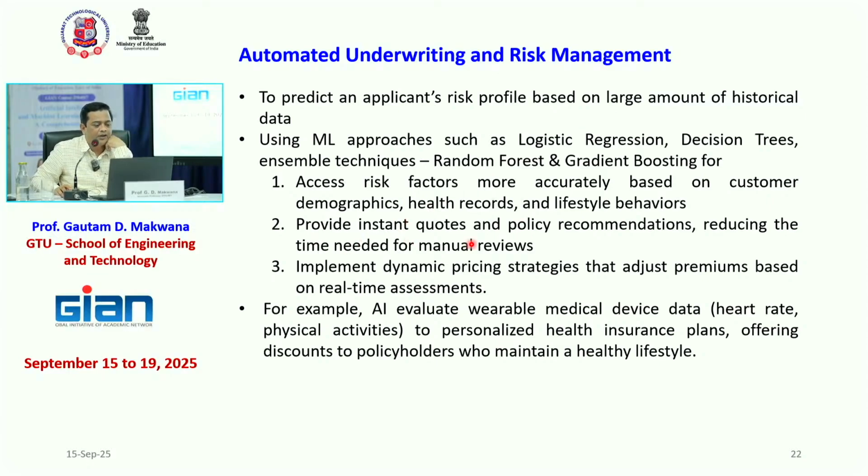Provide instant quotes and policy recommendations, reducing the time needed for manual review. Implement a dynamic pricing strategy that adjusts the premium based on real-time assessment. For example, AI evaluates wearable medical device data such as heart rate and physical activity to personalize the health insurance plan, offering a discount to policyholders who maintain a healthy lifestyle. So if I have a good lifestyle, I will get a discount on my premiums.